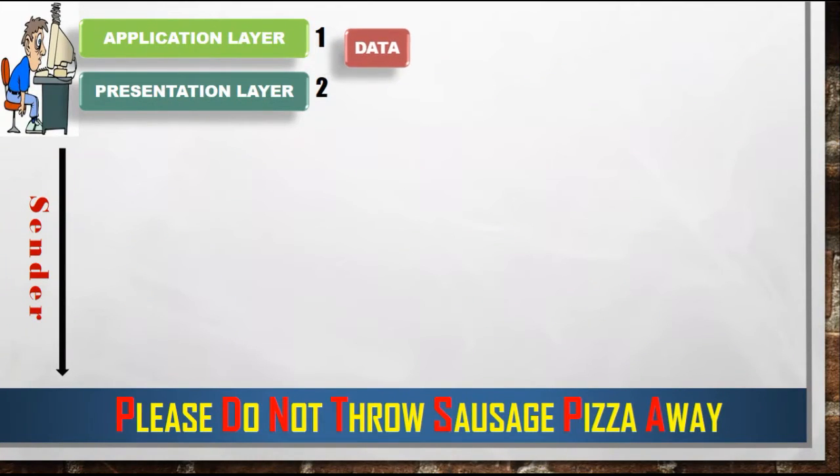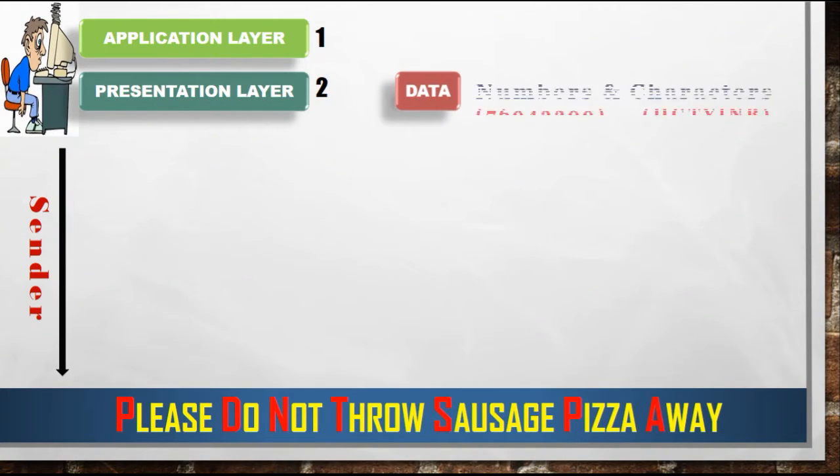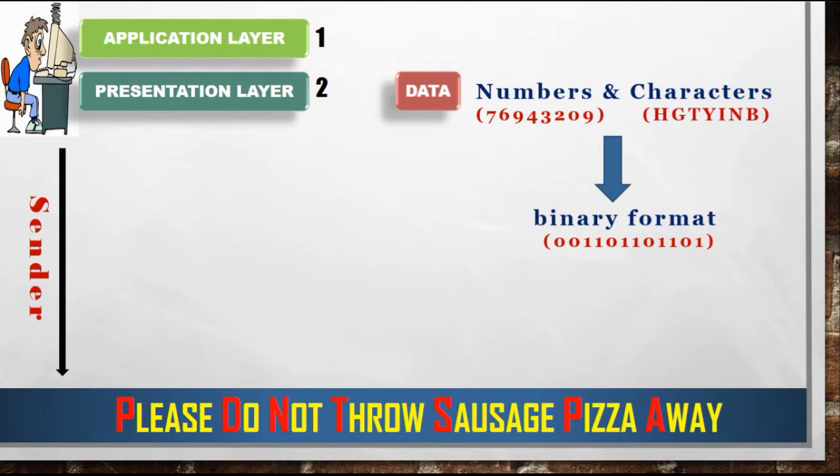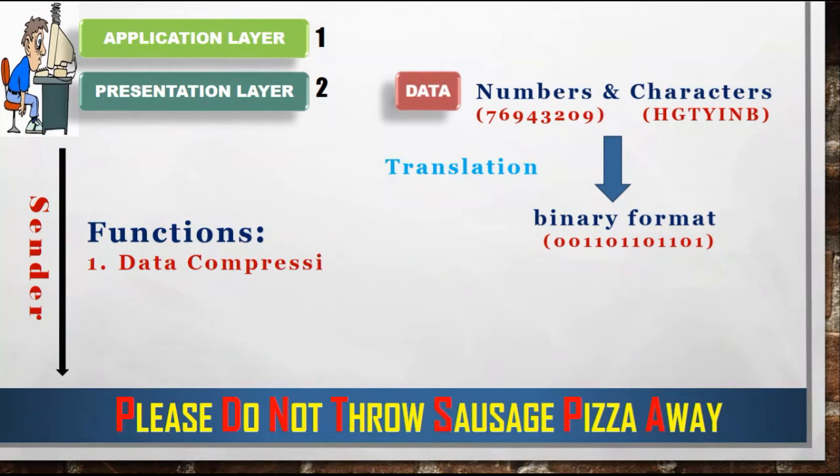Then data moves to the presentation layer. It is responsible for converting data into a standard format which can be understood by all systems, like ASCII, JPEG, MPEG, BMP, WAV, MP3. These are the system dependent files. So it is encoded or decoded into binary format, which is called translation. Other than this, the presentation layer also performs compression or decompression and data encryption and decryption, etc.